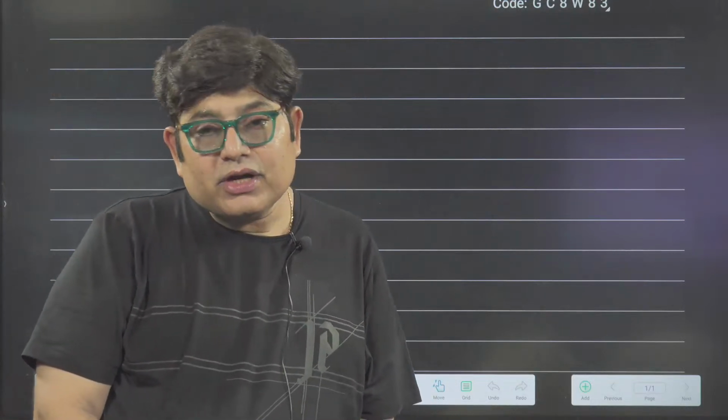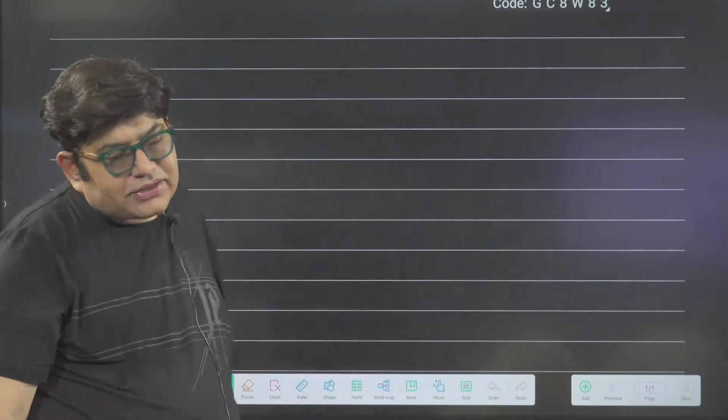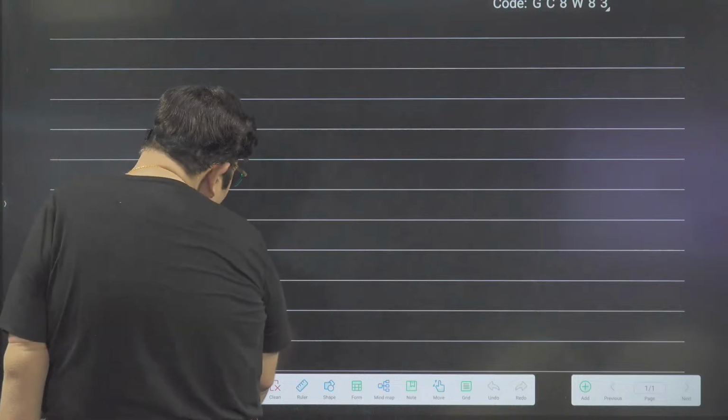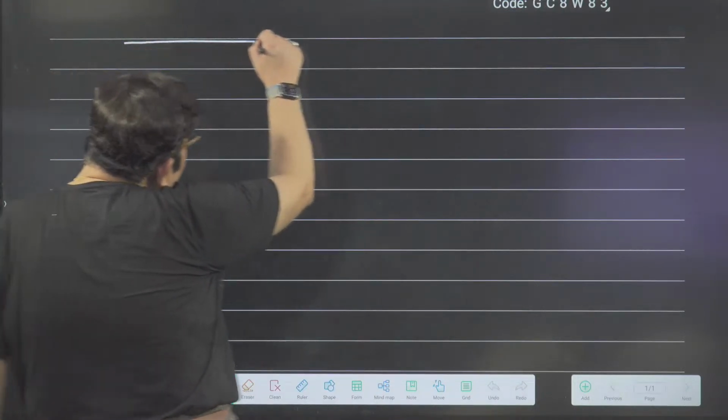In the body, we have three types of joints. In the body, how many types of joints are there? Three types. We can call them cartilaginous, fibrous, synovial.